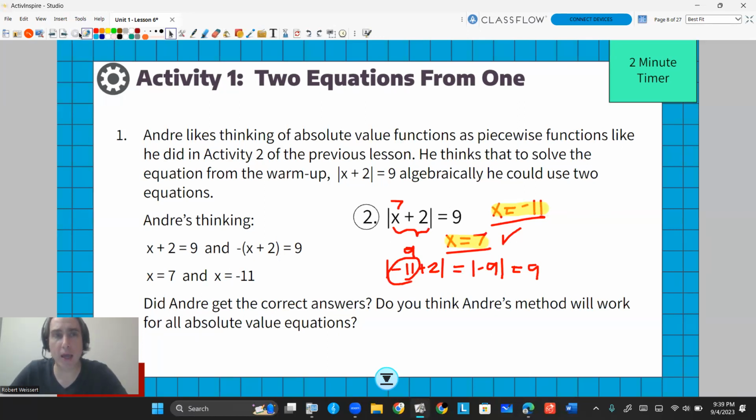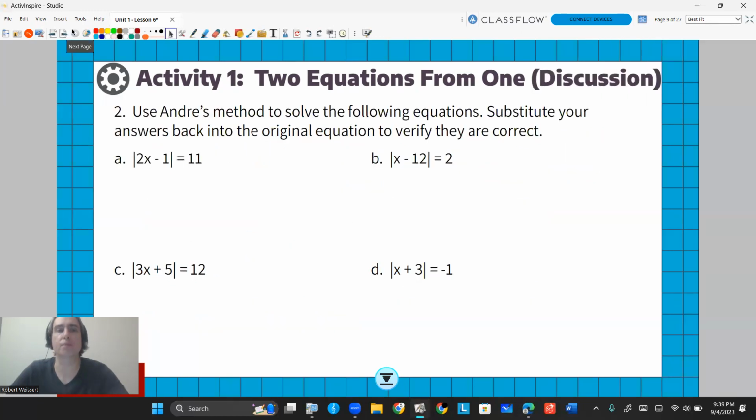So think about that, and let's look at the next question. Okay, what we want to do here is use Andre's method to solve the following equations, substituting your answers back into the original equation to verify they are correct.